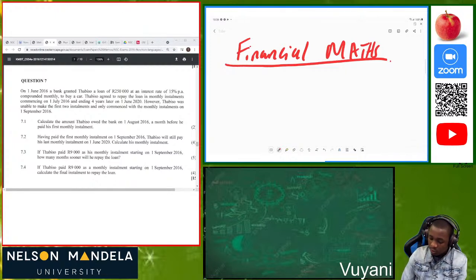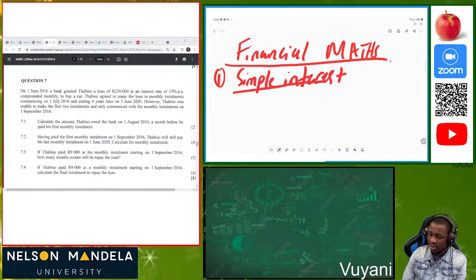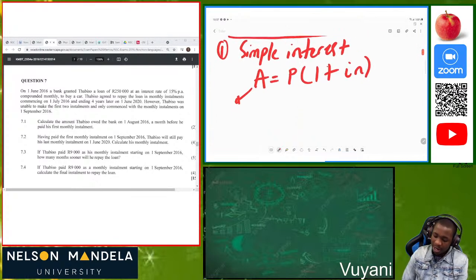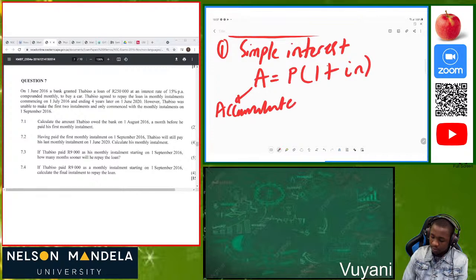So basically the first one in grade 11, we were taught simple formulas. I'm going to write them down so that when we are doing some questions they will assist us. We were taught how to calculate simple interest, and we're told that simple interest is calculated by A equals P(1 + i n). Bear in mind that A is the accumulated amount.